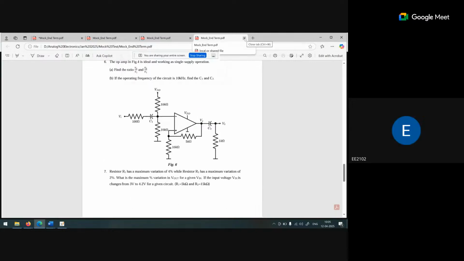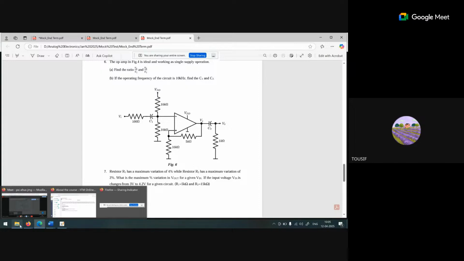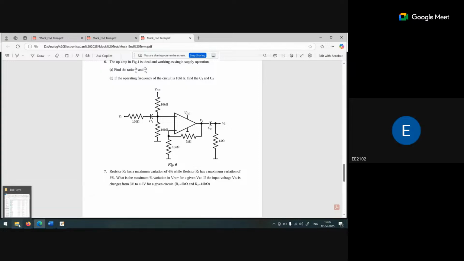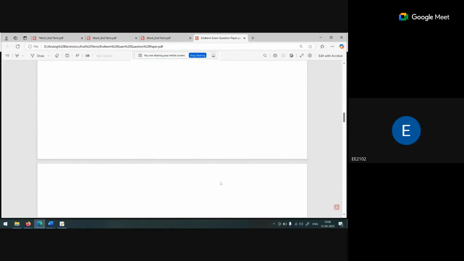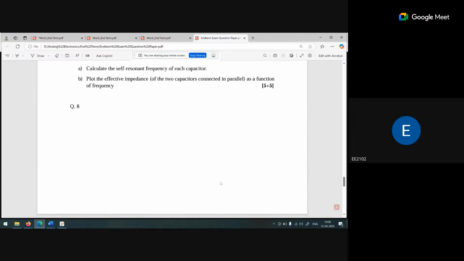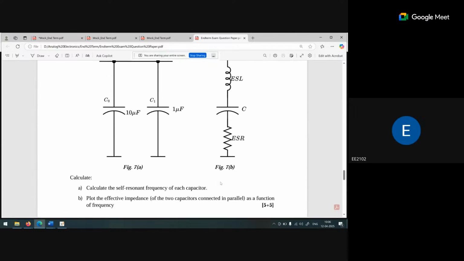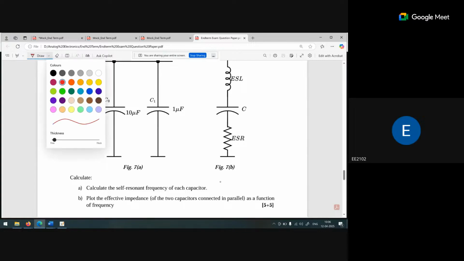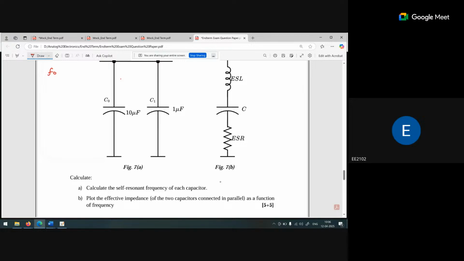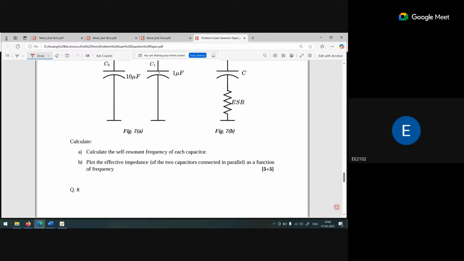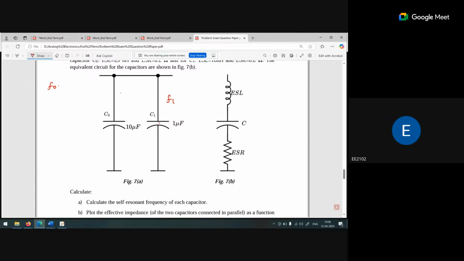Hello? Yes, sir, end-term question 7 part 2, plotting the graph. Please explain it. Okay, so basically, with C naught we are getting a frequency F naught, and with C1 we have a frequency of F1. So we are calculating two resonating frequencies.